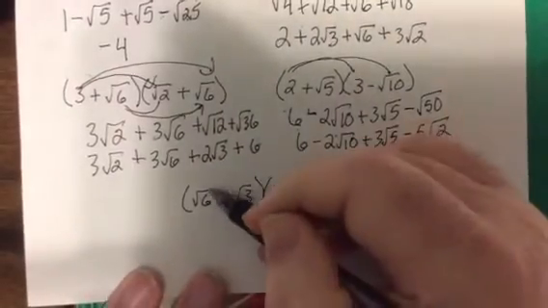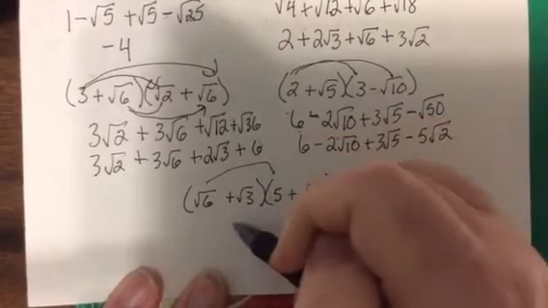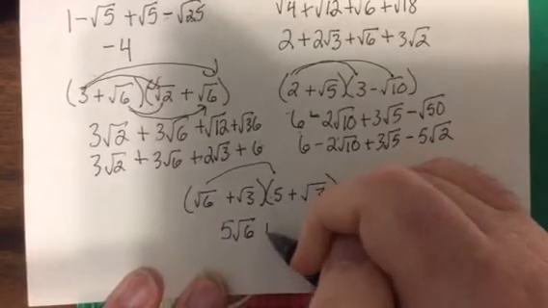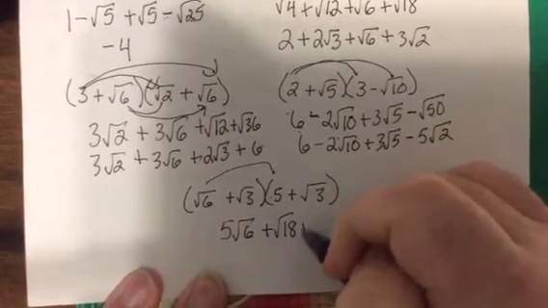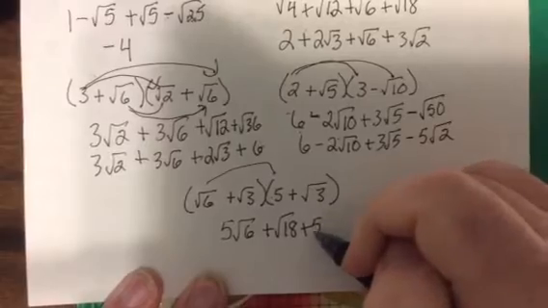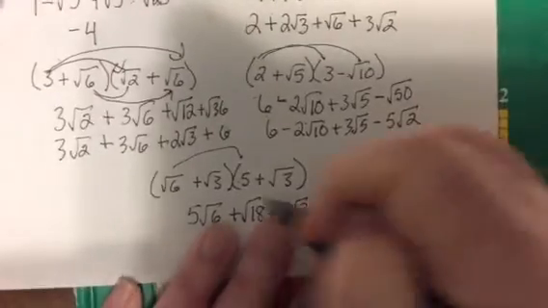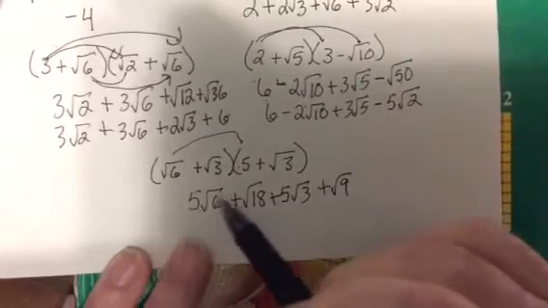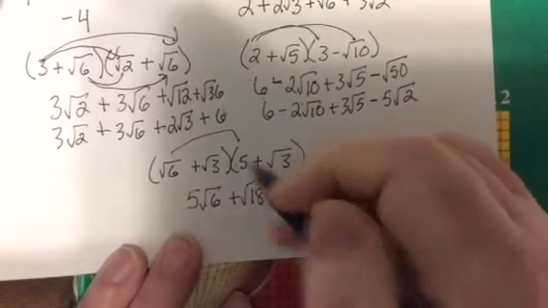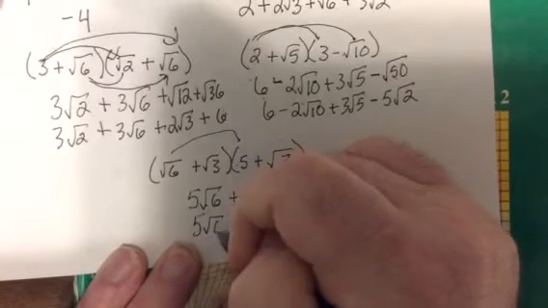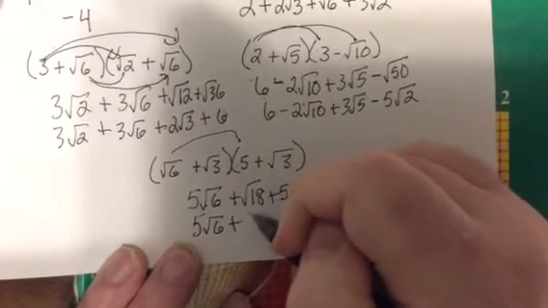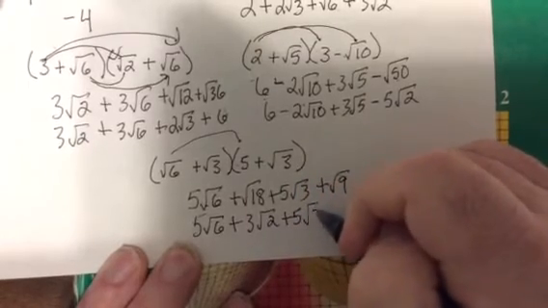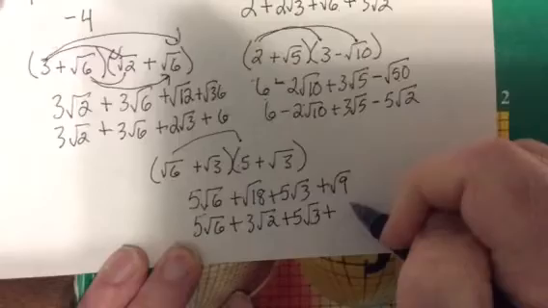Now this one, square root of 6 times 5 is 5 square root of 6. Square root of 18. This is 5 square root of 3. And then square root of 9. So again, cannot do anything. Oh, 18 I can. I am sorry, I made a boo-boo. 18 is 9 and 2. Square root of 9 is 3. Can't do anything, but square root of 9 is 3.